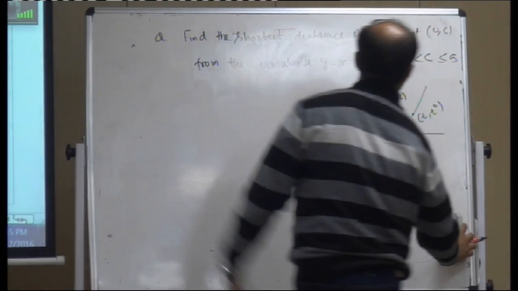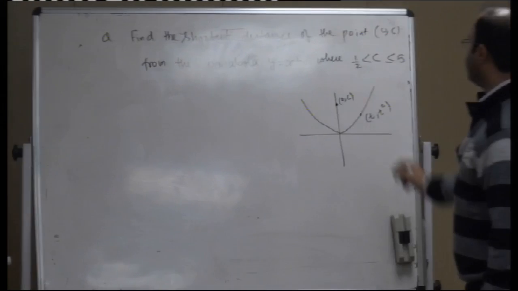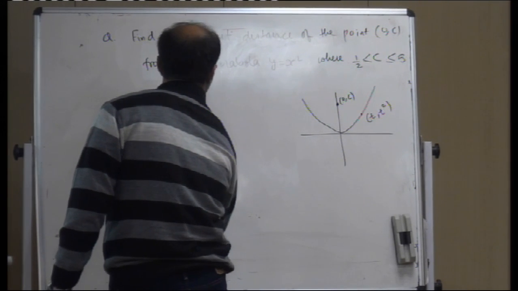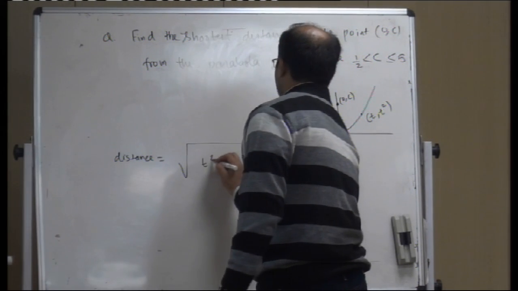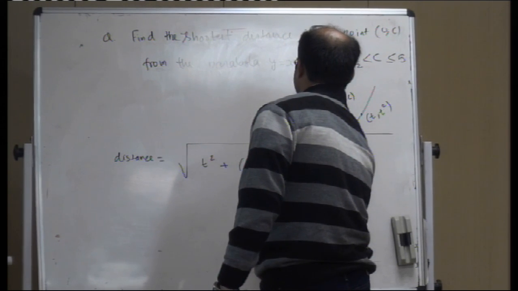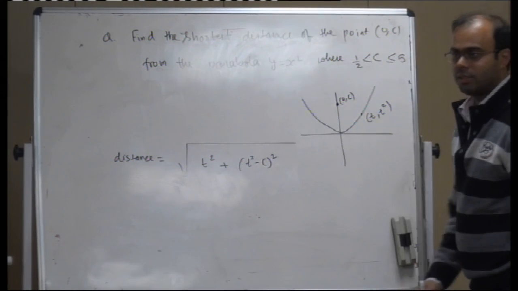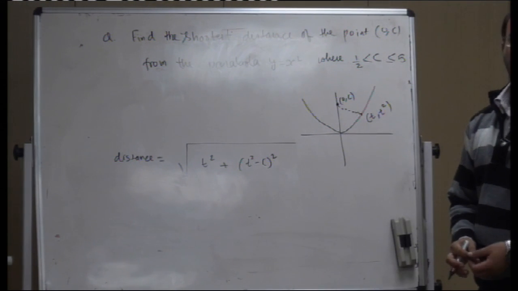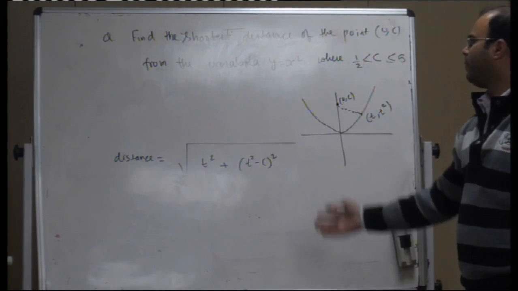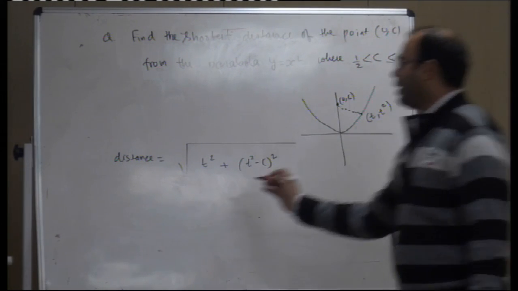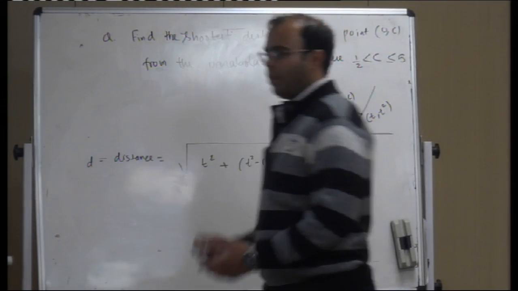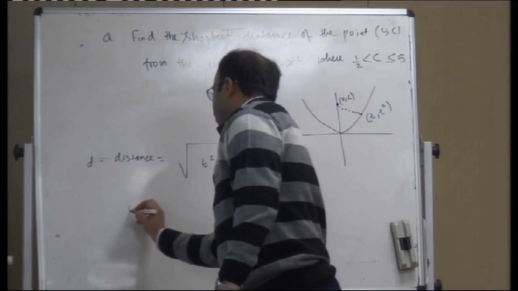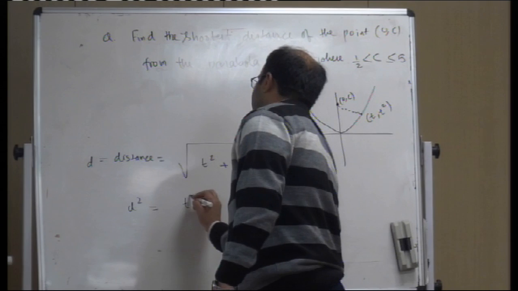Next, when we talk about the distance, the distance is root over t square plus (t square minus c) whole square. That is the distance between these two points. In case of maxima or minima, you don't worry about the square root. If you have to find the minimum distance, its square is also minimum at that point. Distance is a positive quantity, so you can take distance square as minimum.